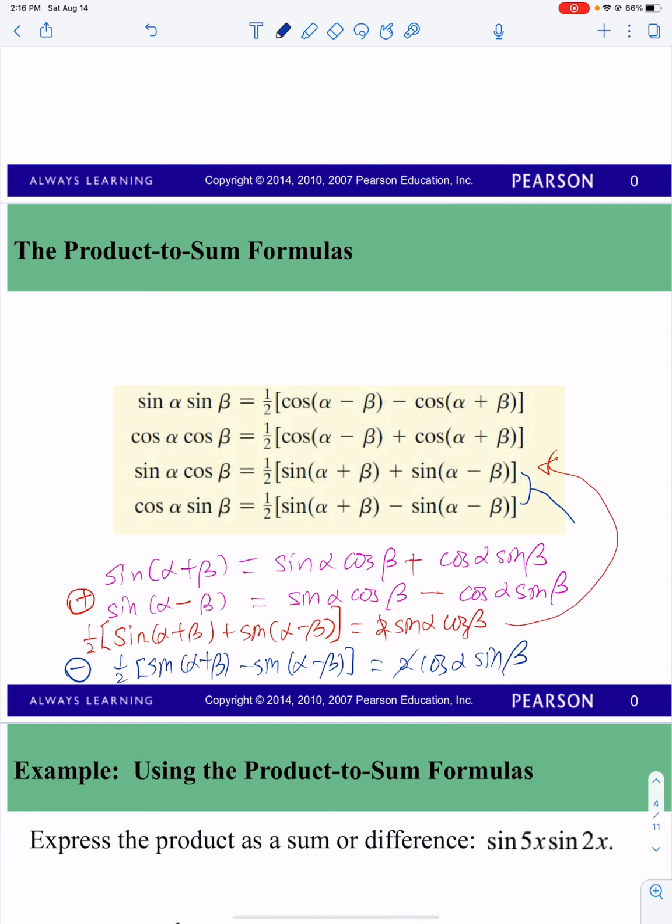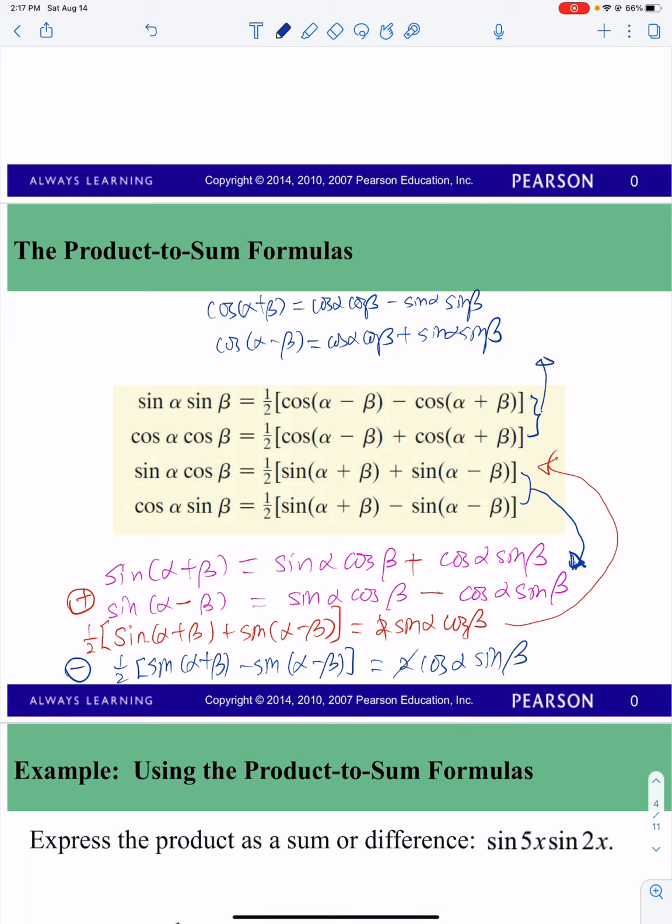So these two come from what? The sum and the difference formula of sine. Where do these two come from? The sum and difference formula of cosine. Similarly, cosine of alpha plus beta equals cosine alpha cosine beta minus sine alpha sine beta, and cosine of alpha minus beta equals cosine alpha cosine beta plus sine alpha sine beta. What will you do from here? You can add or subtract to get all these formulas. Are you with me? Okay, so these are the product to sum formulas.